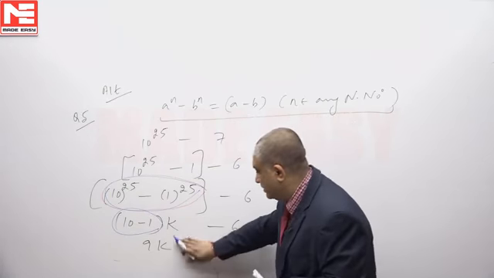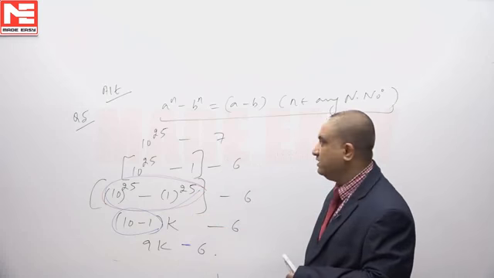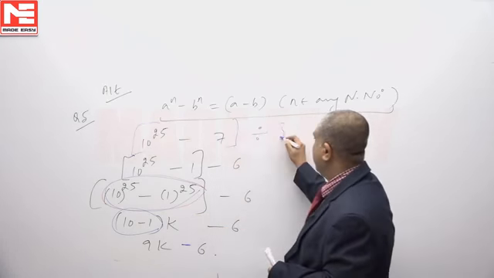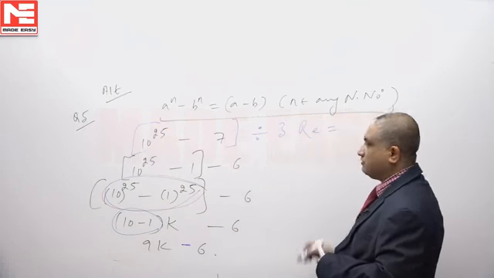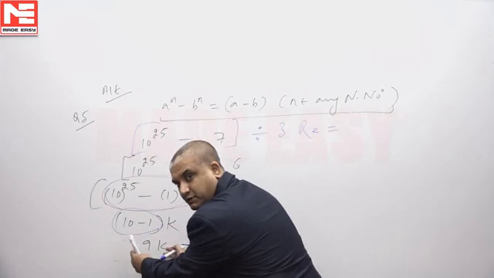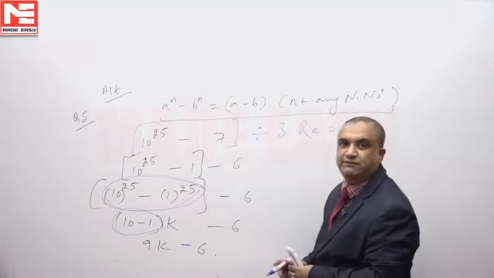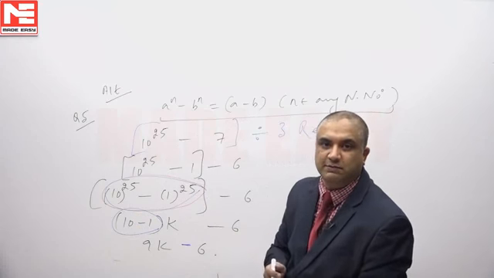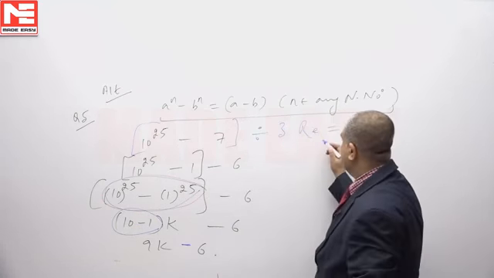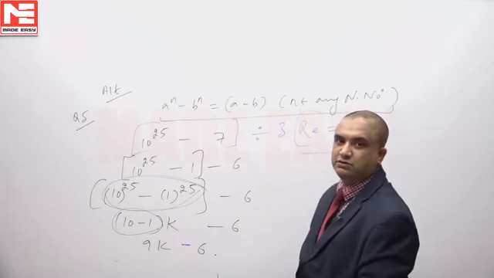Both the numbers are divisible by 3, so their difference is also going to be divisible by 3. Our question was, this complete number when divided by 3, what was the remainder? This is a multiple of 3 as it is a multiple of 9, and 6 is already a multiple of 3, so their difference is also going to be a multiple of 3. So it is purely divisible by 3, and the remainder will be 0.